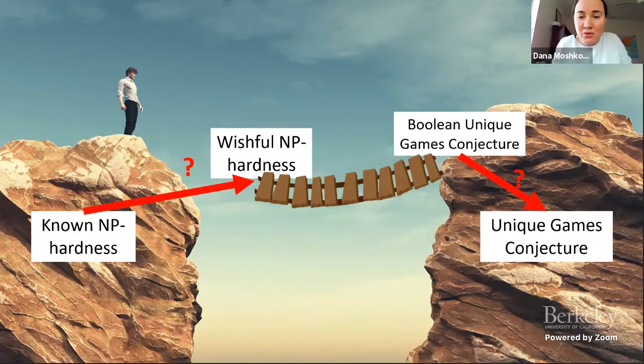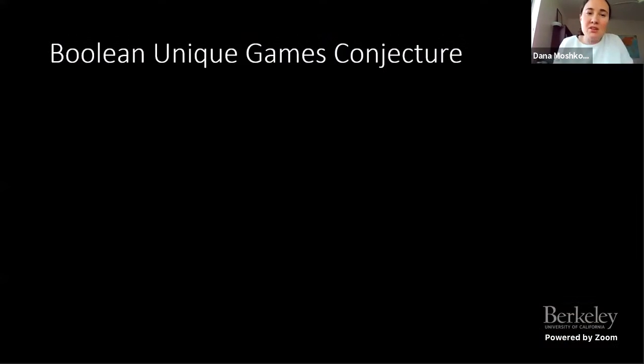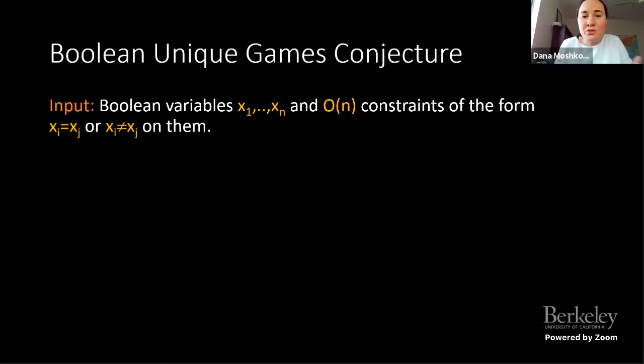For now I want to talk about unigames, the subject of this talk, how to prove the unigames conjecture. Let me start with explicitly defining Boolean unigames. This is an extremely simple problem. There are Boolean variables x1 to xn. Each one gets a plus or minus 1. And there are order n constraints on them. Each constraint is either the two bits are the same or the two bits are different.